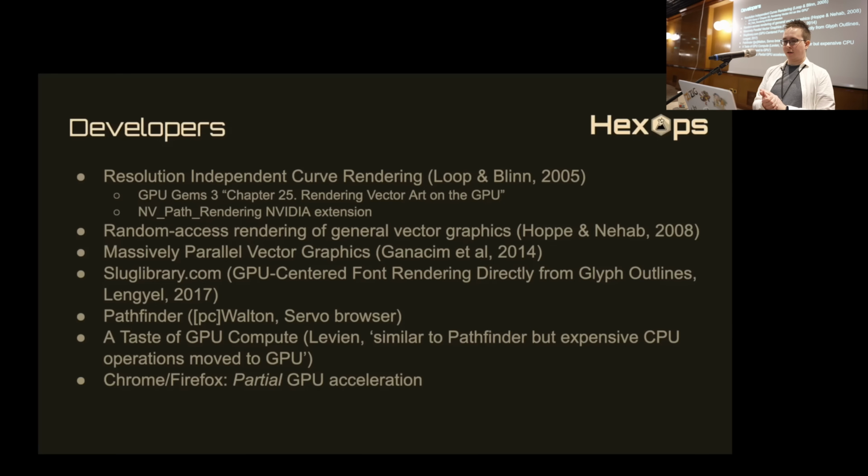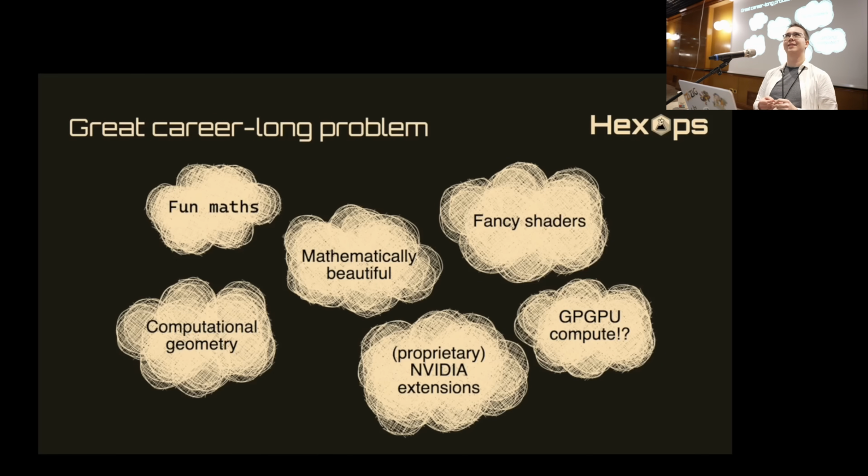There has been an immense amount of work on trying to get GPUs to render vector graphics. You have stuff back in 2005 from kind of infamous graphics researchers who have done this sort of thing, all the way up to stuff that's been done in Servo. There's a really popular game dev library called Slug. You get a lot of these things, and this is a great problem to spend a career solving.